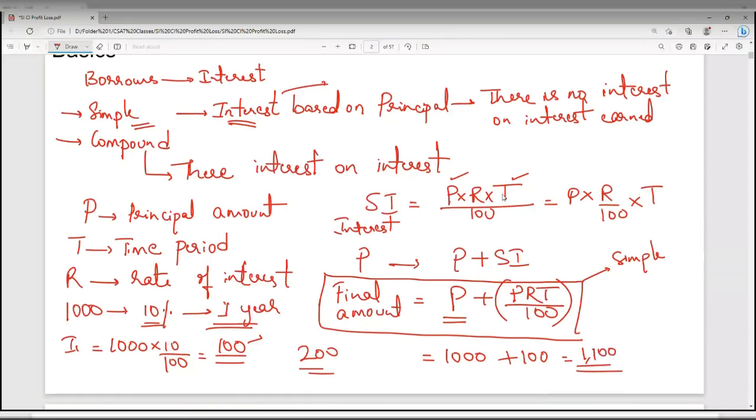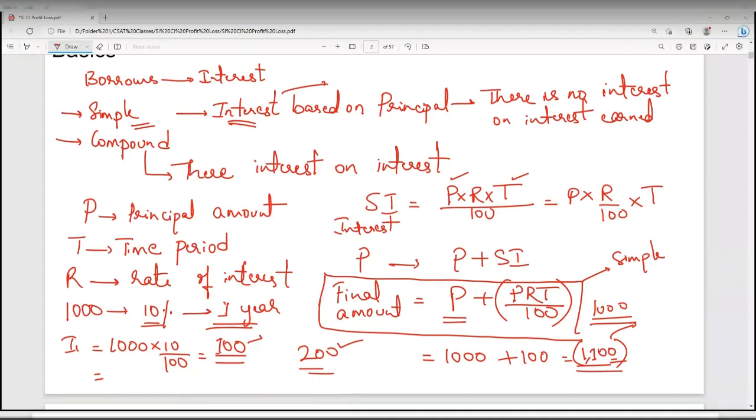In simple interest, the interest that you have earned would not earn any more interest. For example, after 1 year the interest would be 100, and after 2 years the interest would be 200. But the amount outstanding after 1 year becomes 1,100, and this 100 will not earn any interest. Interest is calculated only on the basis of the principal. That is the disadvantage of simple interest. I hope I've cleared this.